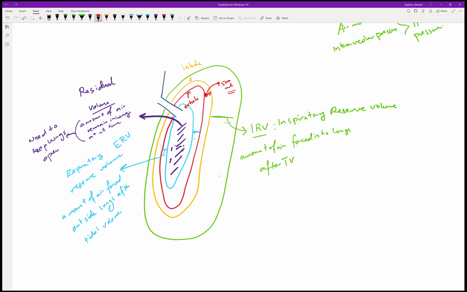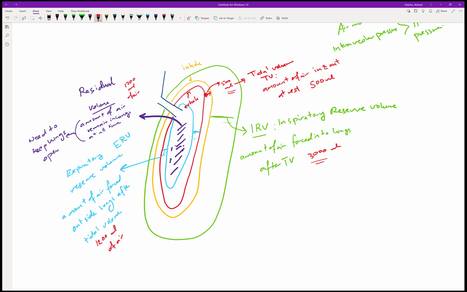We have the tidal volume, the TV. We said this is the amount of air in and out at rest, and this is around 500 milliliters of air in a healthy individual. For the inspiratory reserve volume, we're talking about 3000 milliliters of air that we can add to our lungs. For the expiratory reserve volume, we're talking about 1200 milliliters of air. And for the residual volume, also about 1200 milliliters of air, always inside our lungs.